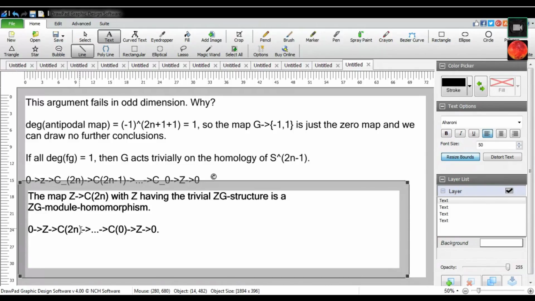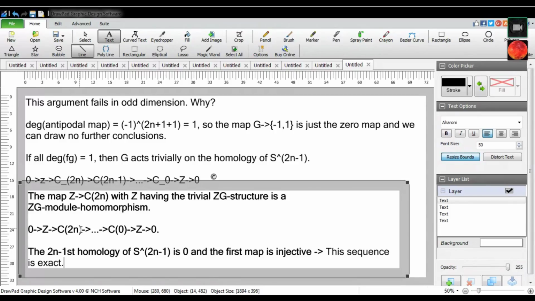And then we had what? The 2n minus first homology of S^2n is 0. And the first map, which we have just constructed, is injective. So we see that this sequence is exact.